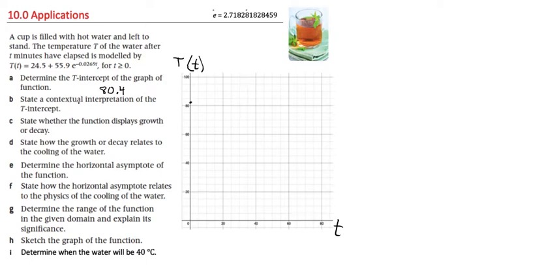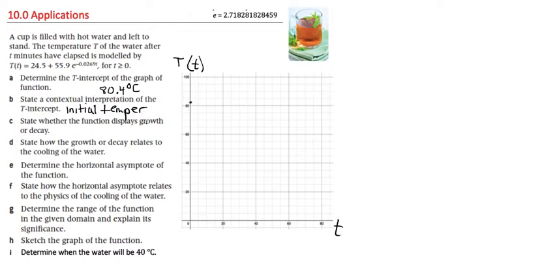State a contextual interpretation of the T-intercept. So what does this mean? What is this 80.4? Well, it's temperature, and it's when the time was 0. So what's happening here is this is the initial temperature. If this is a cup of tea, then this is the temperature of the water that was poured into the cup right at the beginning.